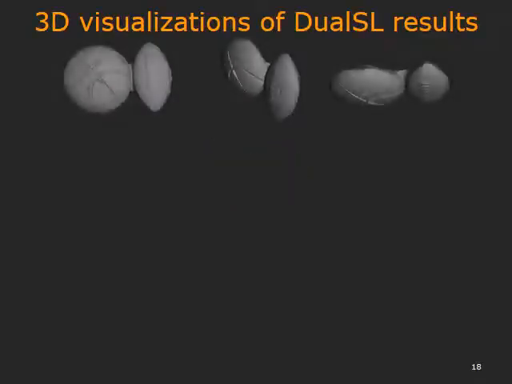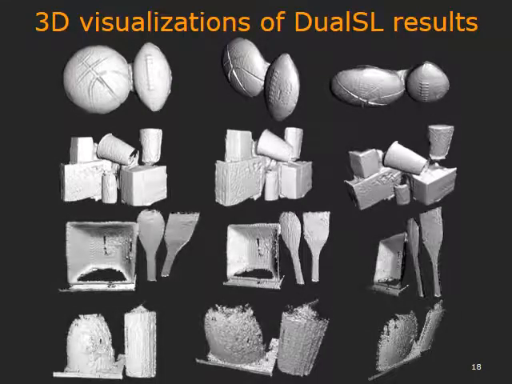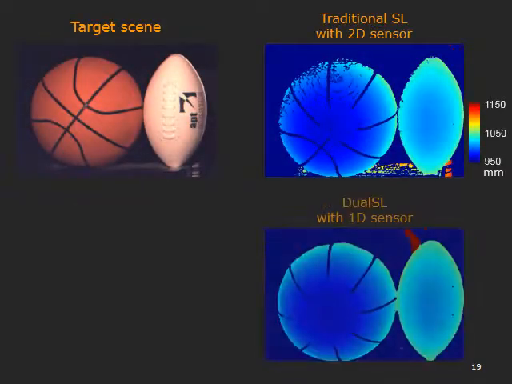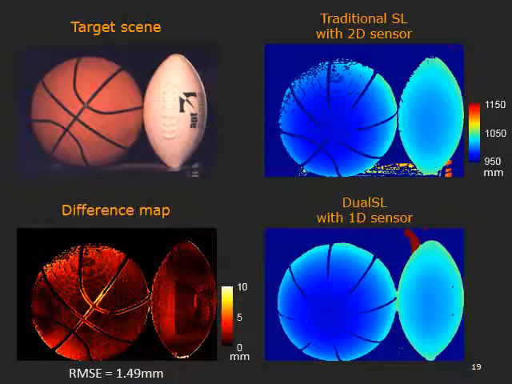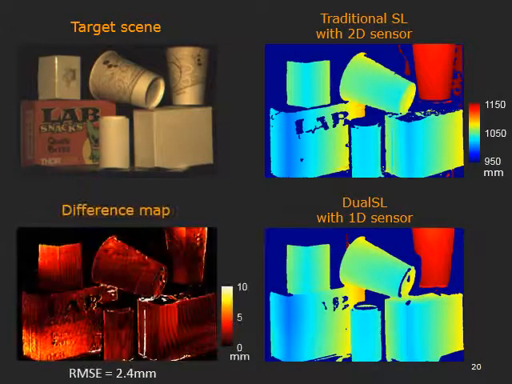Now, let's look at some results. Our system produces realistic 3D scans for a wide range of objects. For the scene with two balls, our dual structured light system has a performance similar to traditional structured light. The average difference in estimated depths is less than 2 millimeters. We observe the same for the scene, which is slightly more complex.